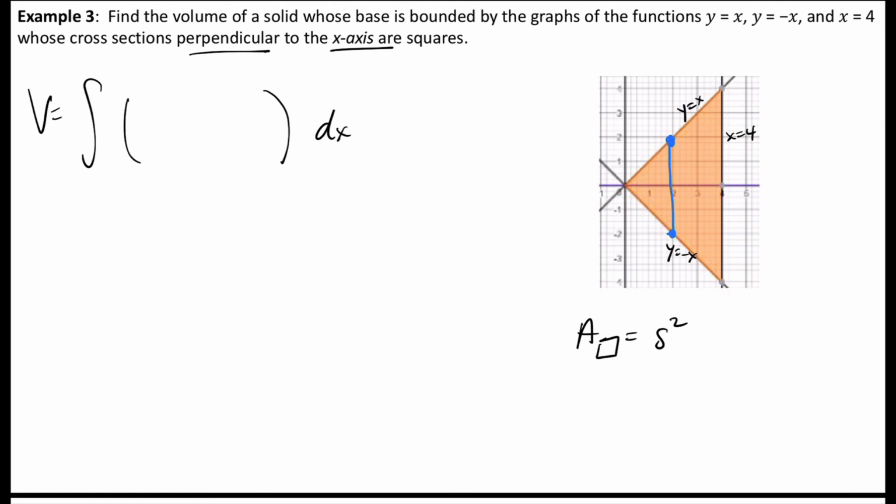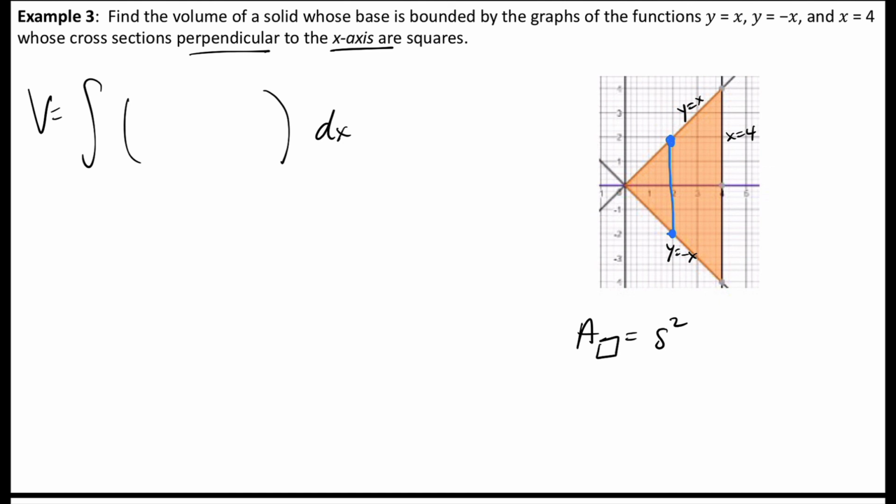Okay, so I set it up. This line here is y equals x. This line here is y equals negative x. They're just lines, okay? They're perpendicular to each other. This is x equals 4. So the orange stuff is the bounded area. We have perpendicular to x, so that's dx. Each of the squares is going to be perpendicular to x.